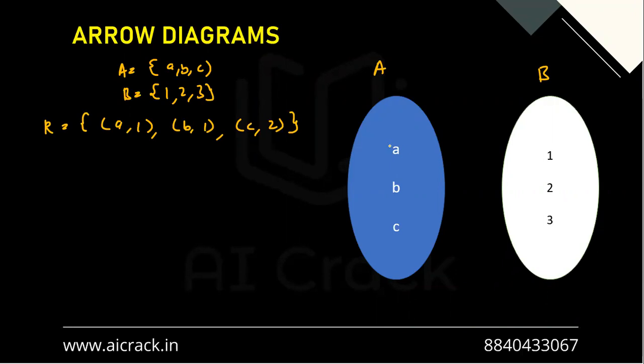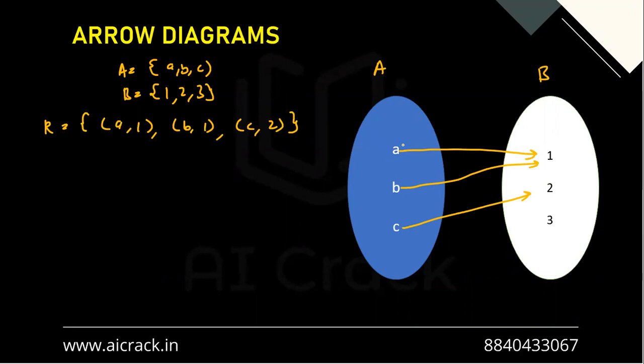Now to represent this relation, I'll draw one arrow from A to 1, one arrow from B to 1, and one arrow from C to 2. So basically from set A we are drawing arrows towards set B. If a relation is being defined from A to B, in that case we'll be drawing arrows from A to B.